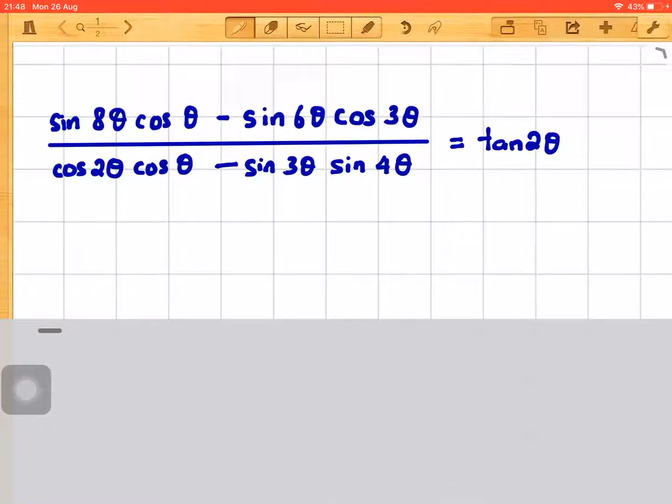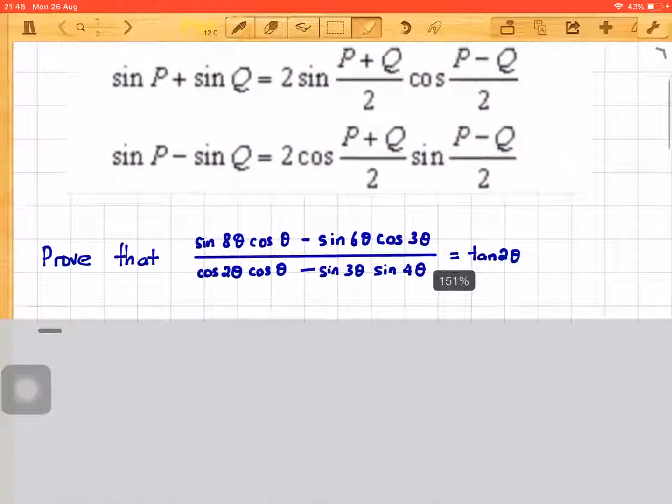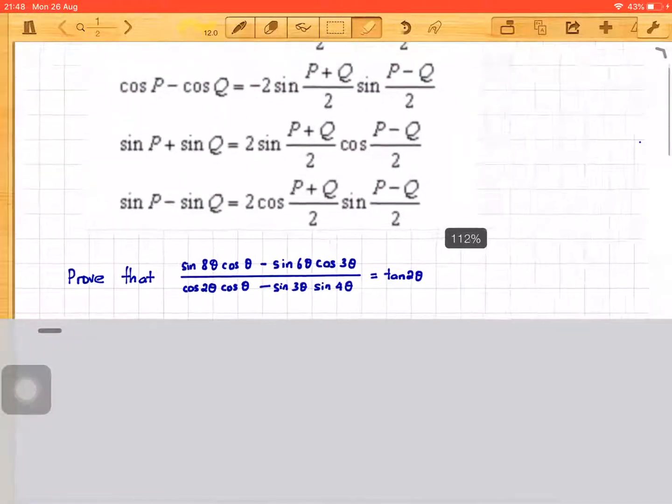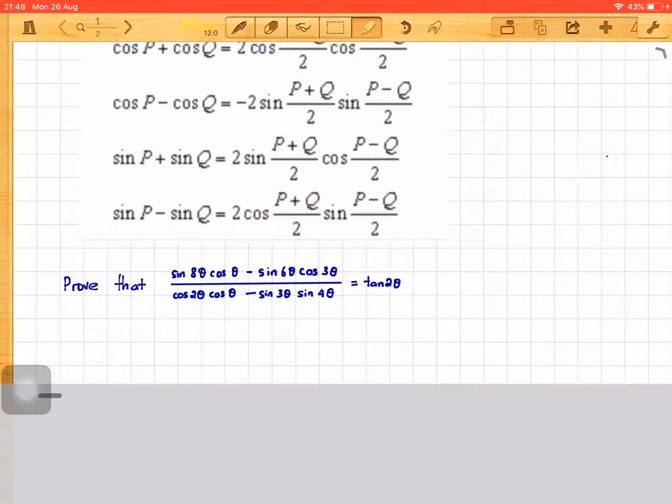So we're gonna prove this question. It's from your tutorial, question number 12a. For you to prove this, you need to use the factor formula, which I have here. So you have to find, for each of these, from the product form, you have to change it into the summation form. So we're gonna do each of them one by one.